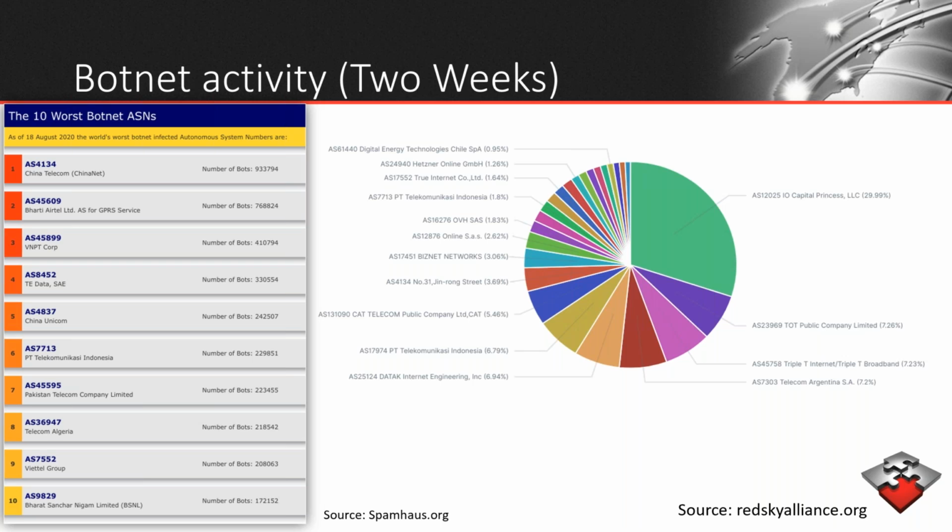Spamhaus botnet activity remains consistent, with ChinaNet, Bharti Airtel, and VNPT maintaining the top 3 positions. However, Red Sky Alliance data shows AS12025, IO Capital Princess in the number 1 position, TOT Public Company in the number 2 spot, and Triple T Internet 3rd. The discrepancy between Spamhaus and Red Sky Alliance reporting is likely due to our differing network views of botnet activity.